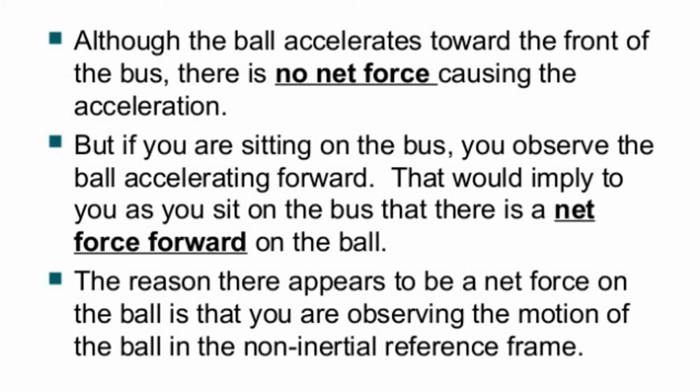But when you are sitting in the bus, you observe that the ball accelerated towards the front side of the bus in the forward direction. That would imply to you, as you sit in the bus, that there is a net forward force applied on the ball. It means that there should be some external force applied at that moment when the inertial frame of reference was compromised with a non-inertial frame of reference where the law of inertia does not hold. At that moment, the ball started to move due to its inertia towards the forward side of the bus. The reason there appears to be a net force on the ball is that you are observing the motion of the object in the non-inertial frame of reference. It means that the ball at that moment is moving due to the non-validity of the law of inertia, which is the main rule for Newton's first law to be applicable.